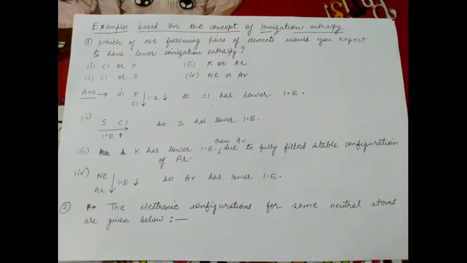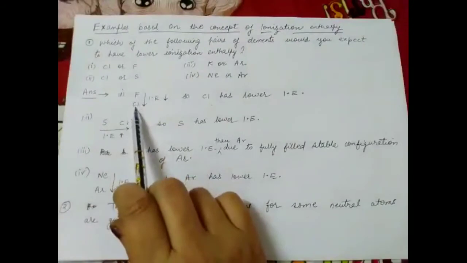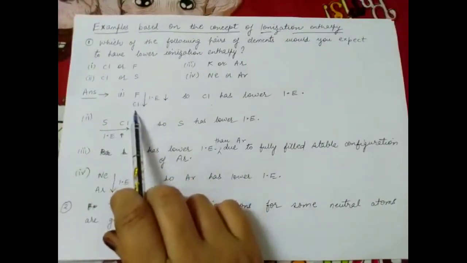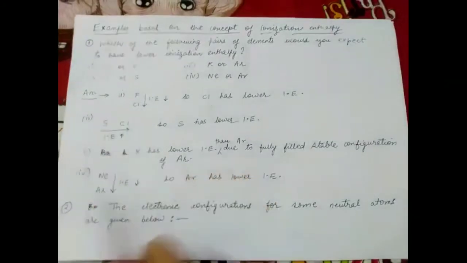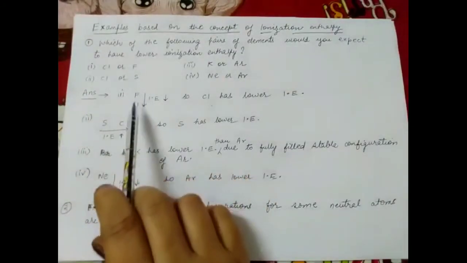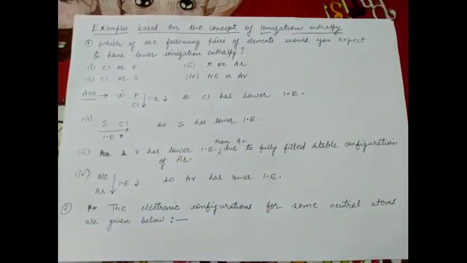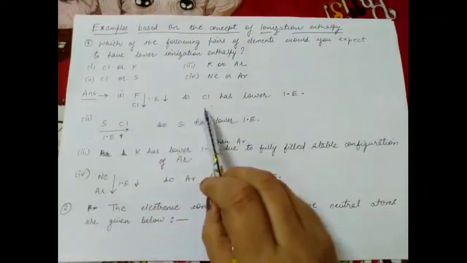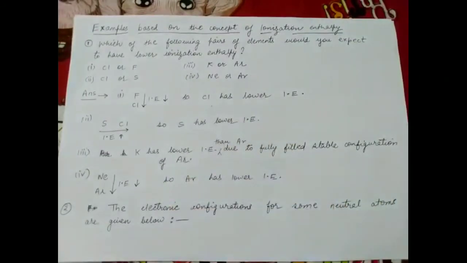Okay, so let's solve the first question. First is chlorine or fluorine. Fluorine and chlorine are in a group. This is the position of fluorine and chlorine in the periodic table. They belong to the same group. And as we move down the group, what happens? Ionization enthalpy decreases. So out of fluorine and chlorine, which has lower ionization enthalpy? My answer is chlorine. Clear?